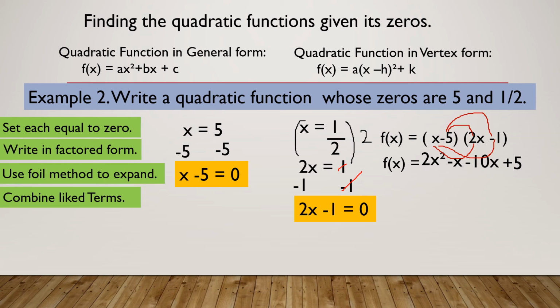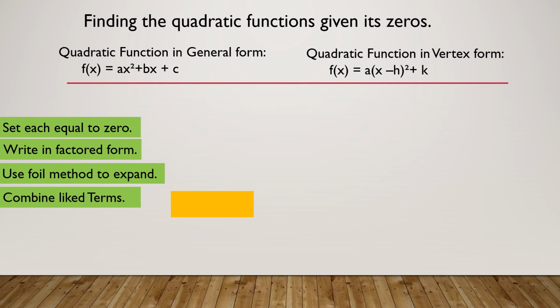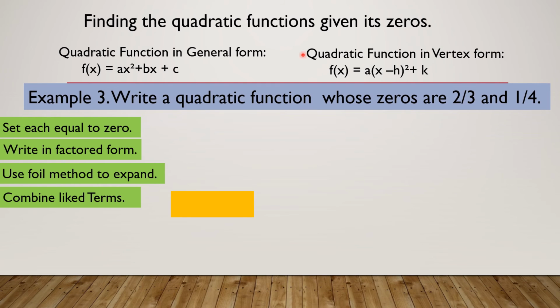And then next is simply combine like terms. Ito. So just copy f of x, copy 2x squared, and then negative x minus 10x, that is equal to negative 11x plus 5. This is now the quadratic function in general form. Okay, let's have one more here.